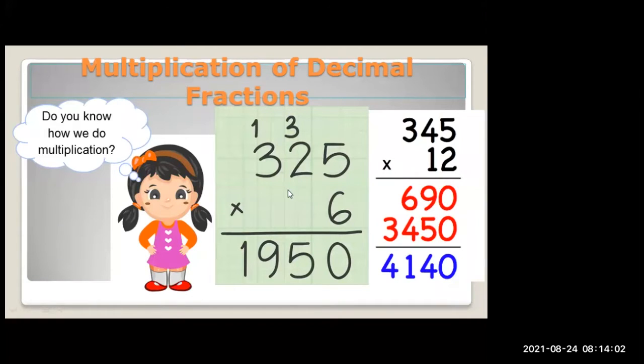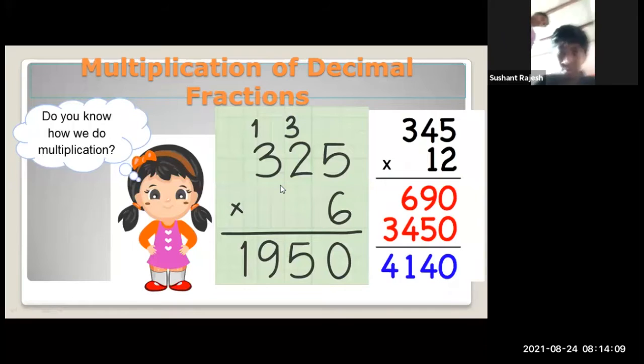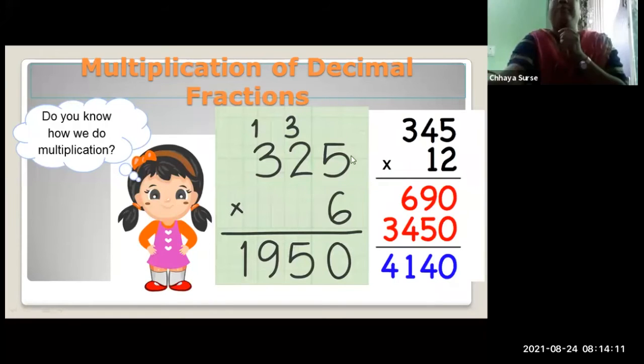Yes, because there is no decimal point. Very good. These numbers don't have a decimal point. In a decimal fraction, the decimal point is very important. But these numbers don't have a decimal point. That's why this is not a decimal fraction. Clear?